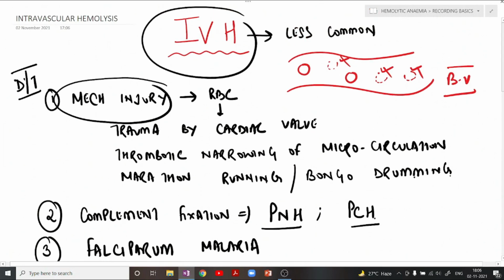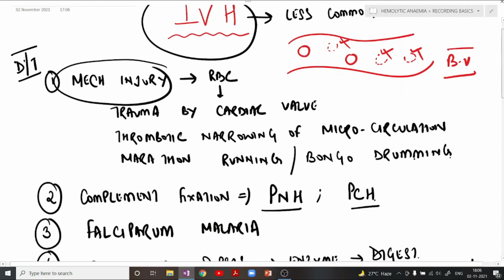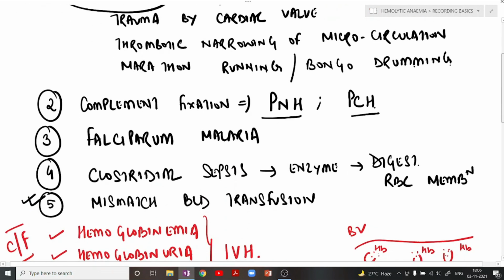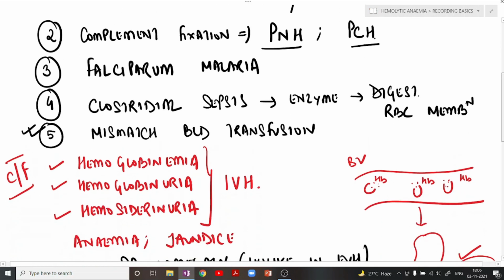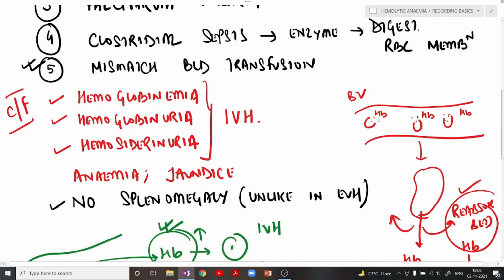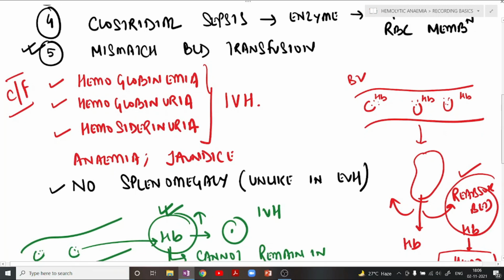IVH is a far less common cause of hemolysis compared to EVH, with multiple causes like mechanical trauma, complement fixation, malaria, clostridial sepsis, and mismatched blood transfusion. The most important clinical features which separate IVH from other forms of hemolytic anemia are hemoglobinemia, hemoglobinuria, and hemosiderinuria.